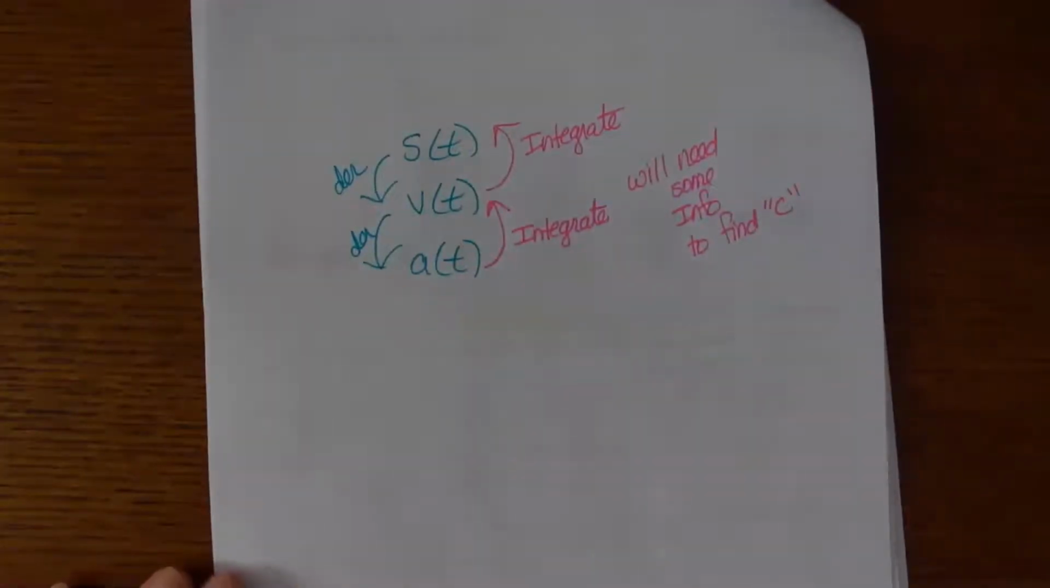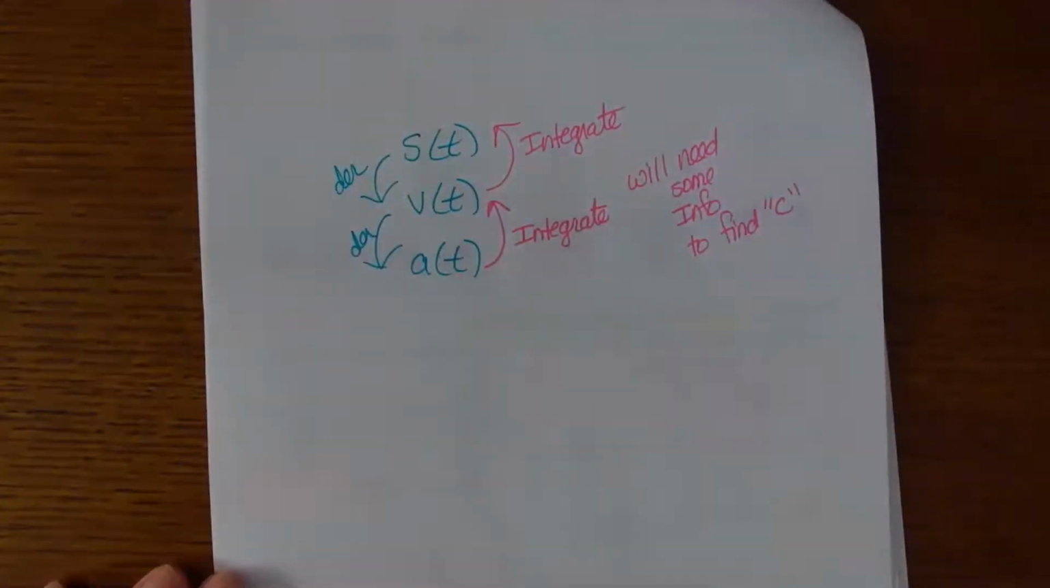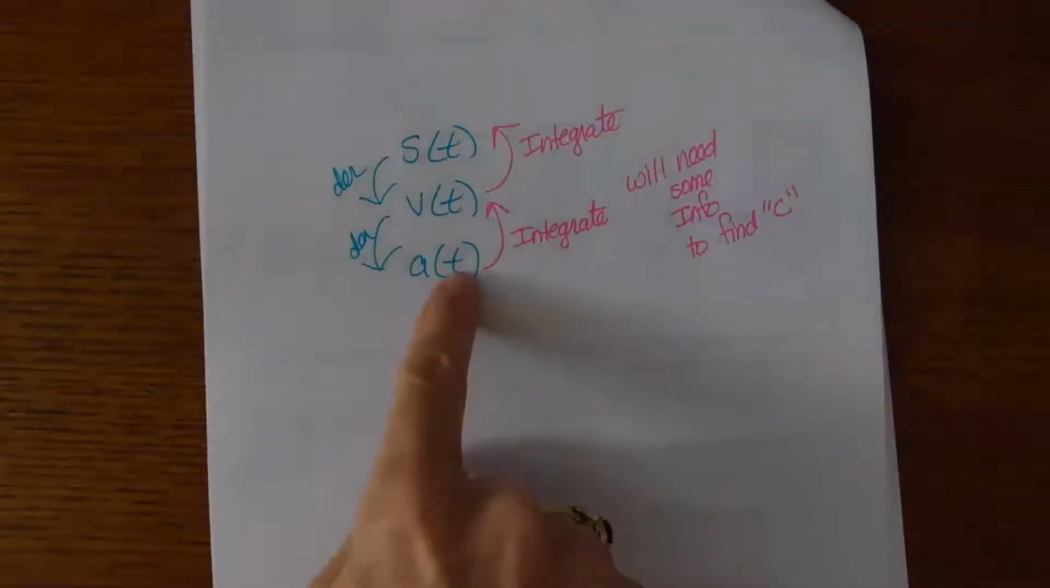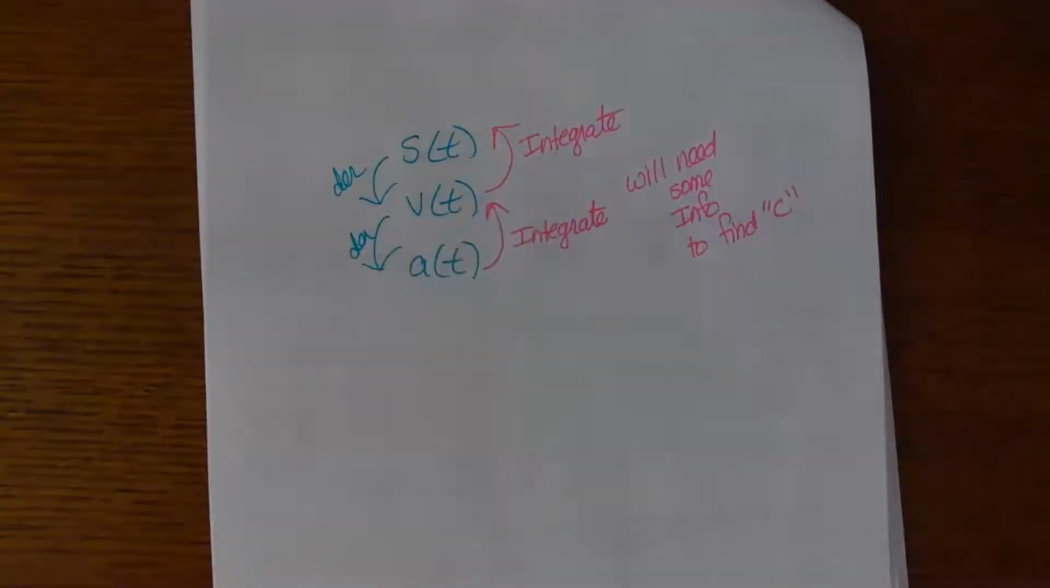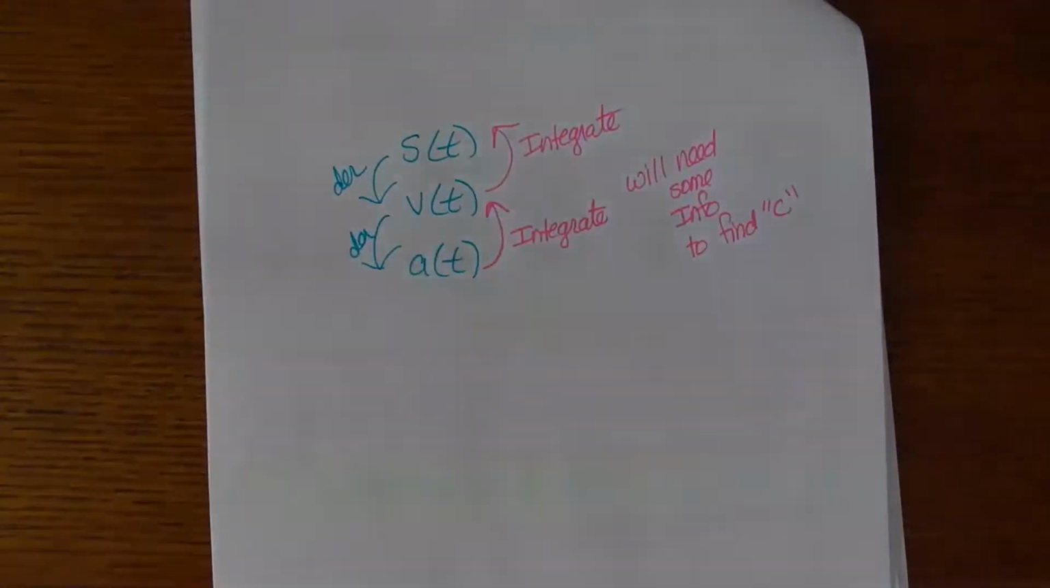So let's remember what we've been talking about. If you have position, you take the derivative, get to velocity, take the derivative, get to acceleration. Today, we want to be able to go backwards, and backwards from taking the derivative is integrating. So if I have acceleration, I can integrate to get to velocity. Once I'm at velocity, I can integrate to get back to position.